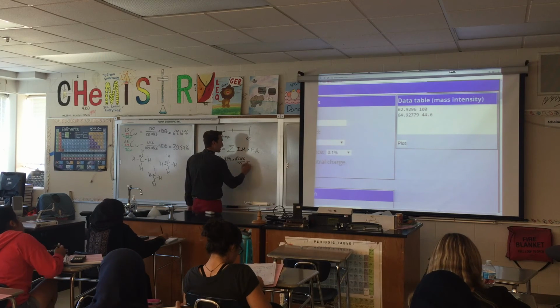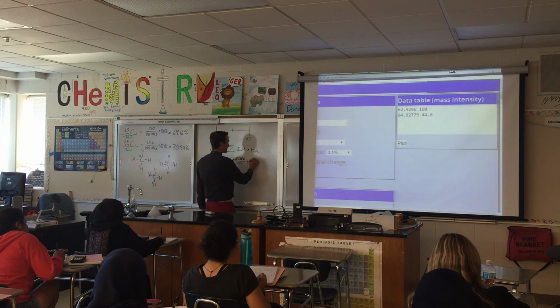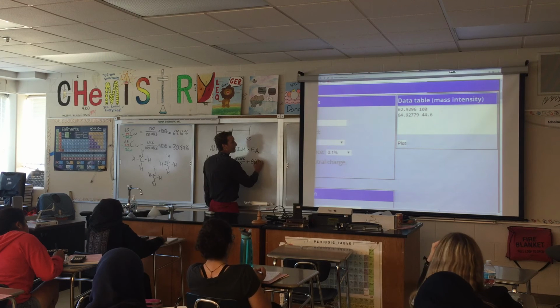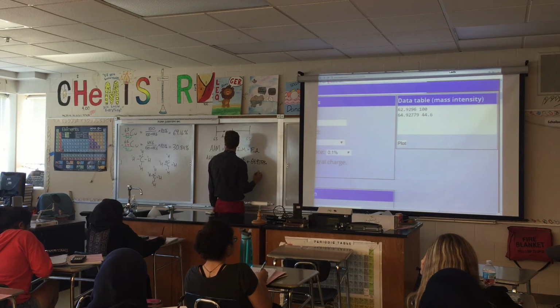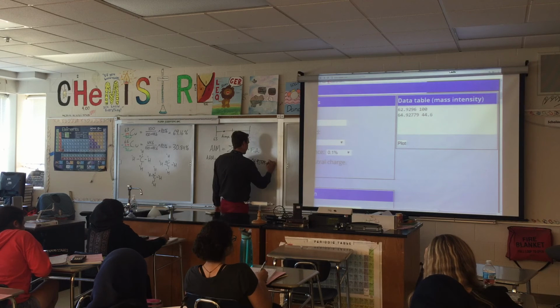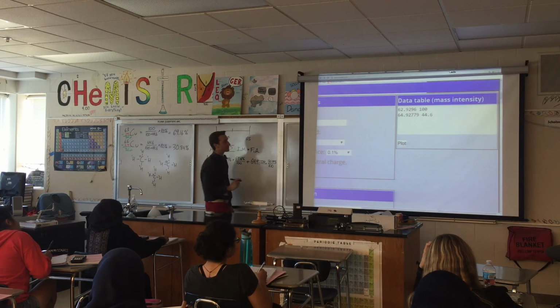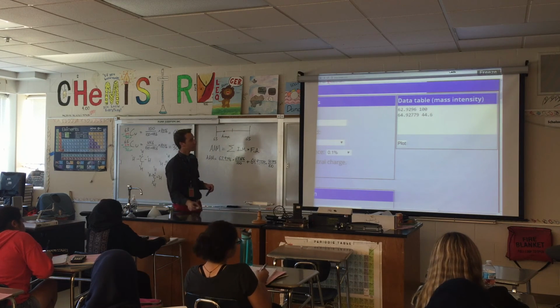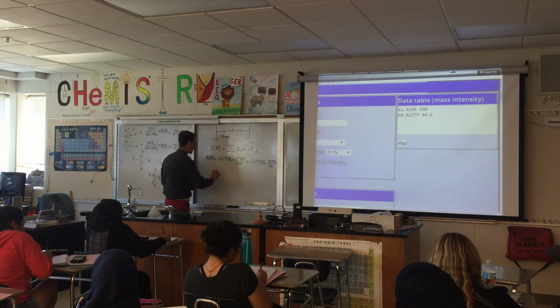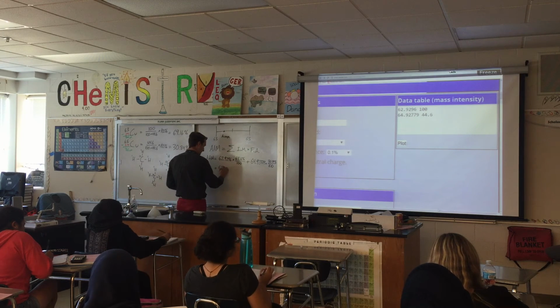Then we'll add to that the other isotope, which weighs 64.92779. We got to multiply by its fractional abundance, which is 30.84%, divided by 100. Get out your calculators.